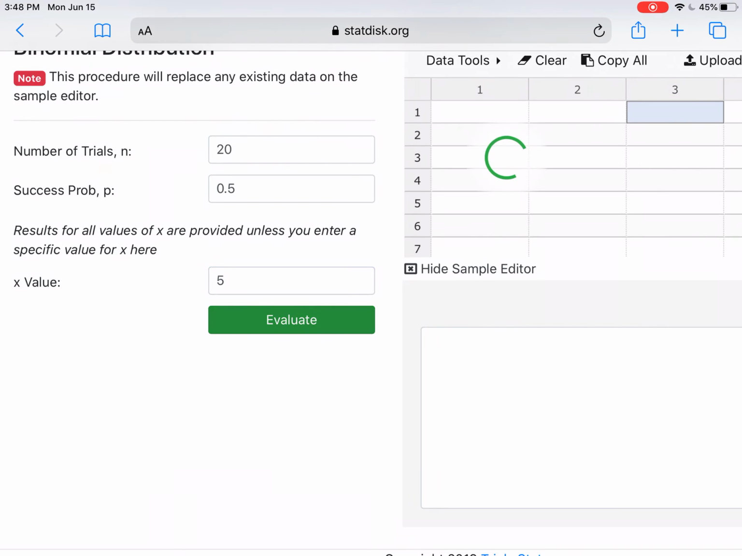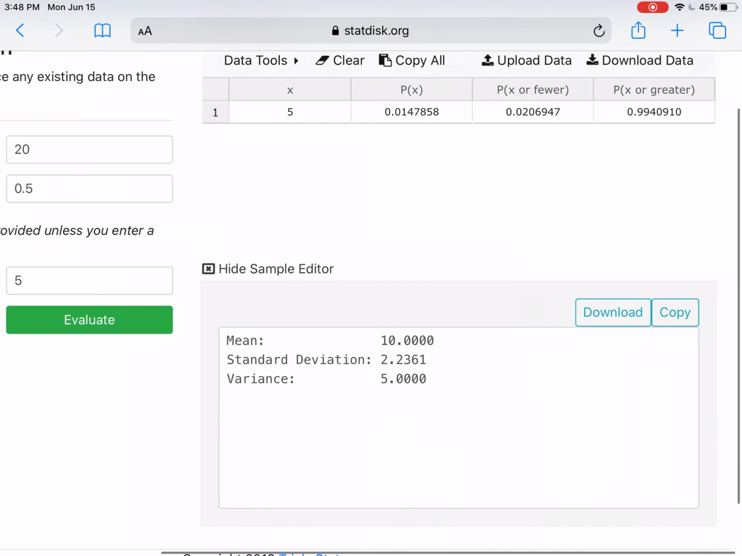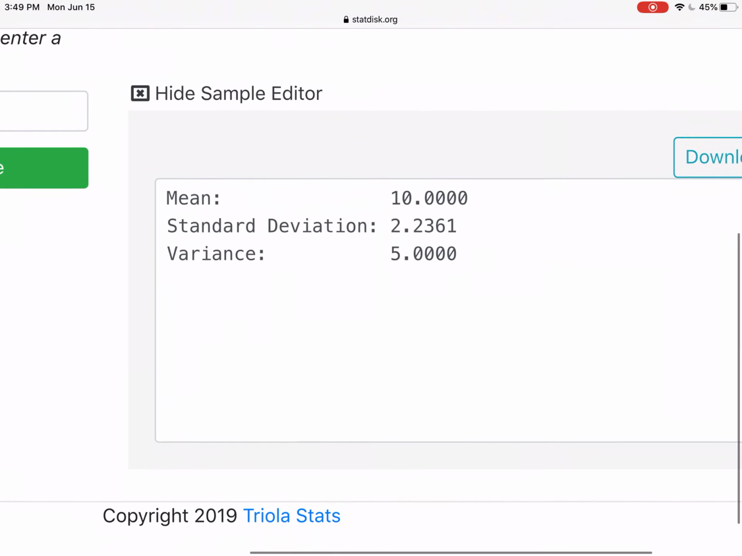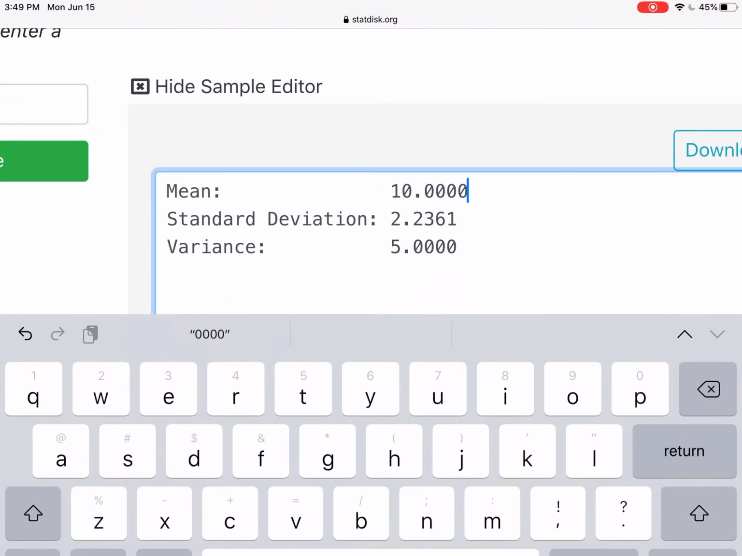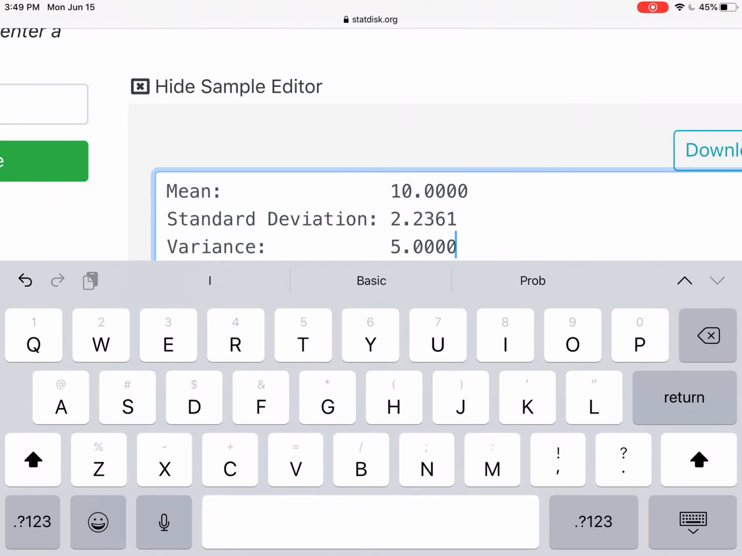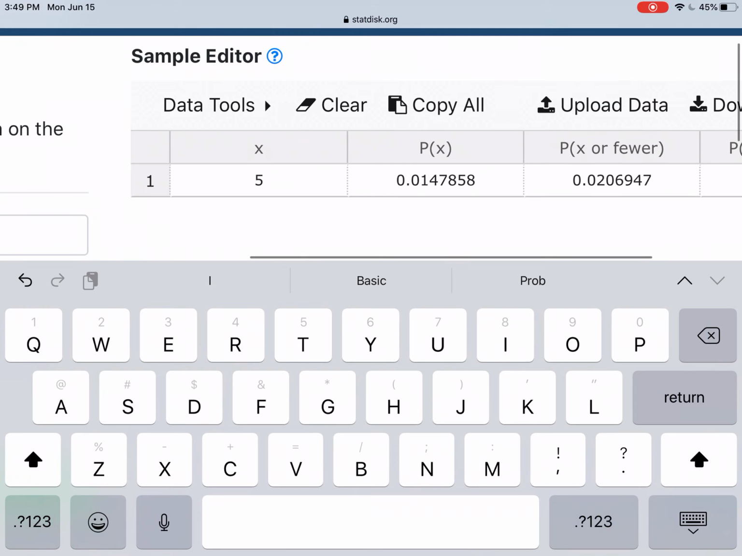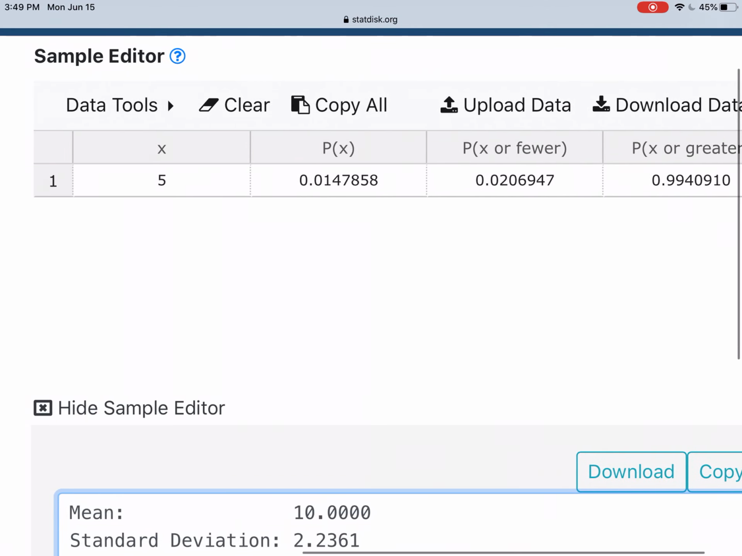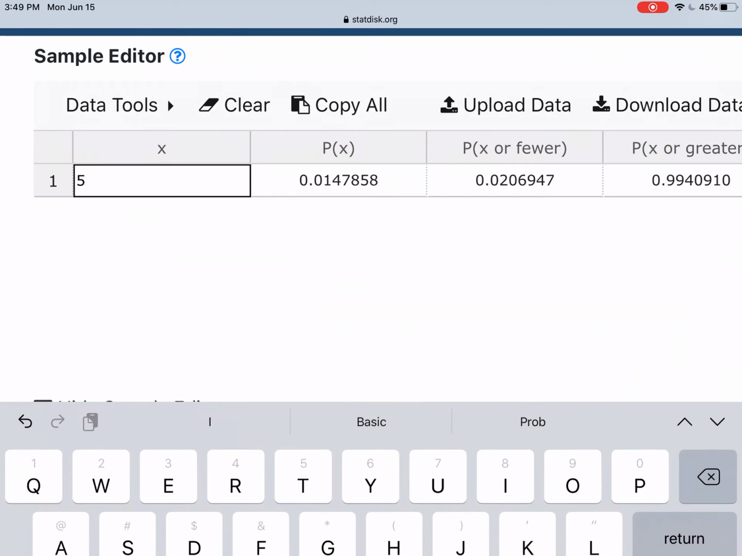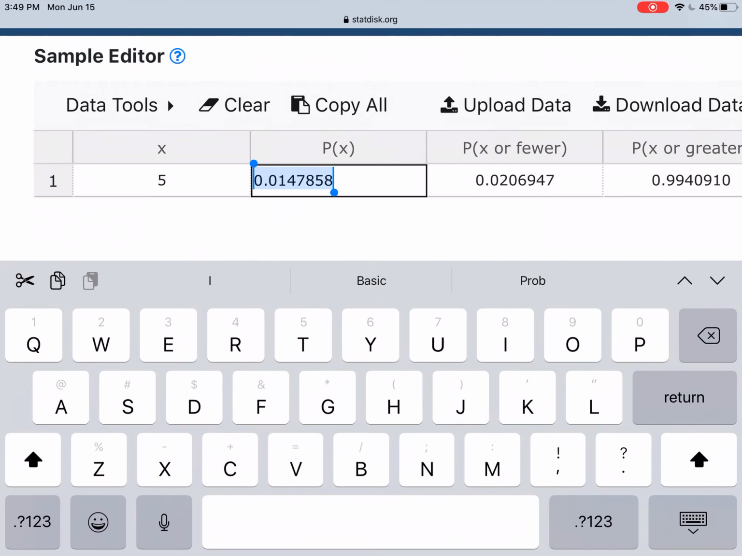And so we will evaluate this. And when we evaluate this, it gives us some information down here. We see the mean, we see the standard deviation, and we see the variance. Up here, this is our value x is 5. Here in the second column, this is our P of x, so that's the probability that exactly 5 females would be hired if they were fair in their hiring practices. And so that's like a 1.5% chance, 0.015 or so.